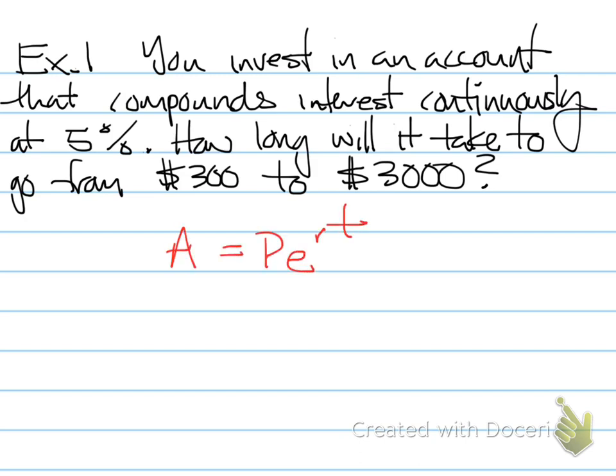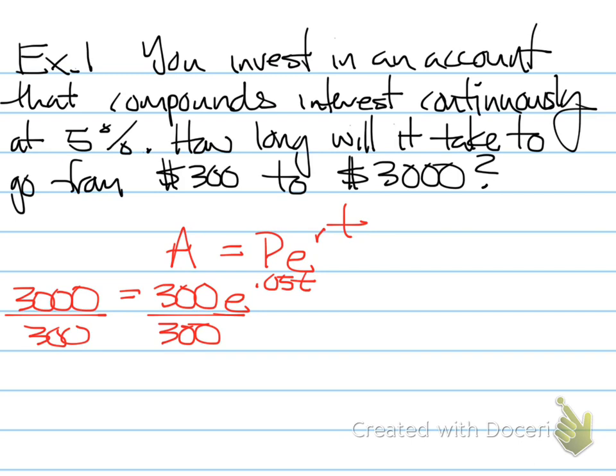So we use that formula for continuously compounding interest. The principal amount is 300. The amount that we end off with is 3,000. e is a constant. Our rate is 5%. We never use the 5% in calculations. We always use the decimal equivalent, which is 0.05. We're trying to calculate T. How many years will it take using compounding interest continuously to go from $300 to $3,000? The first thing we do is divide both sides by 300.